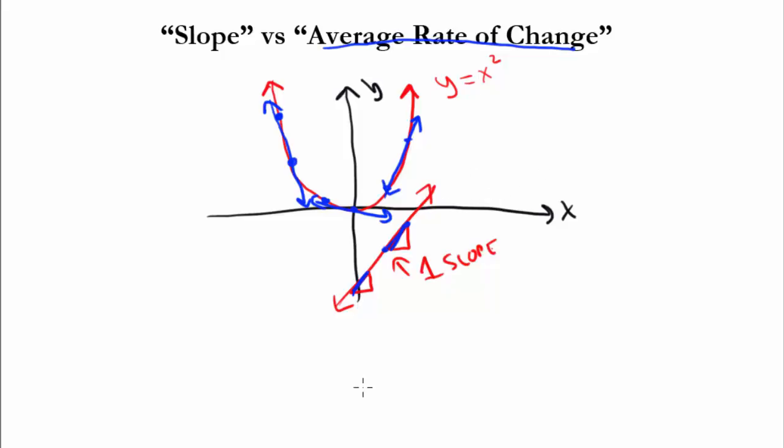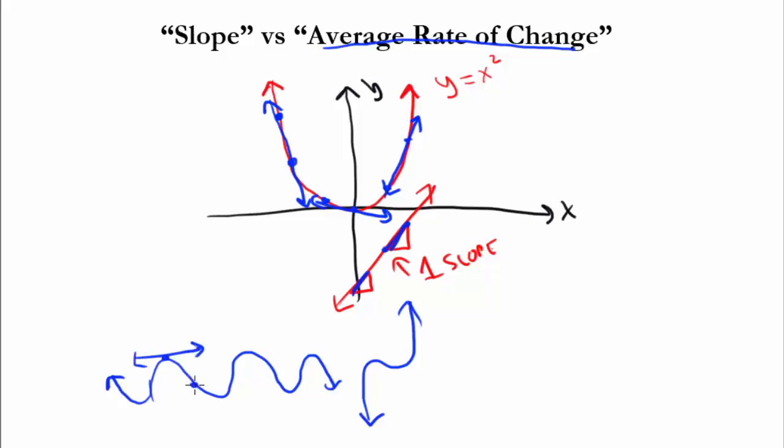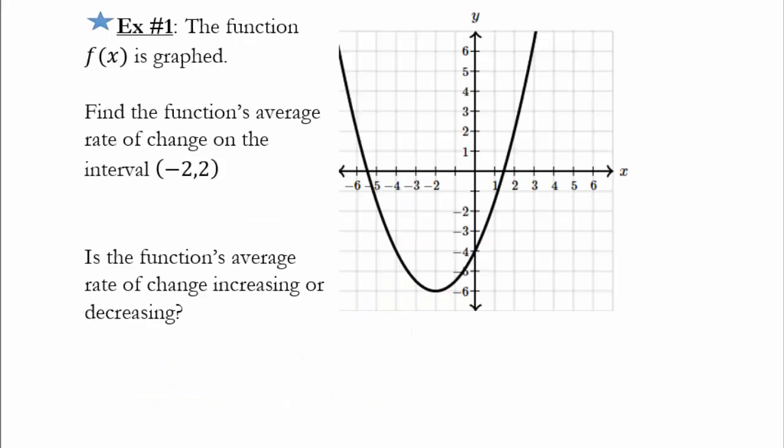Or we could have other functions like y equals x cubed that look like this. Or later on we'll learn about trigonometric functions that go up and down, like y equals sine x and cosine x. None of these functions have a slope, but you could talk about their average rate of change between 2 points. So this is the big idea of this lesson. Let's take a look at a couple of examples.